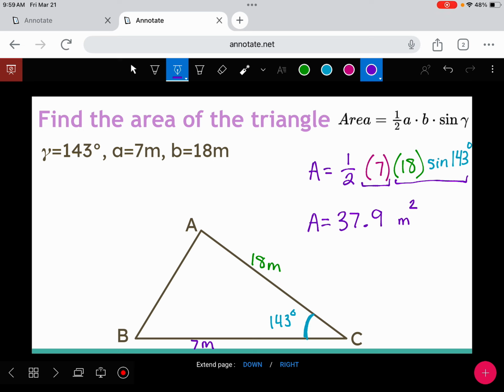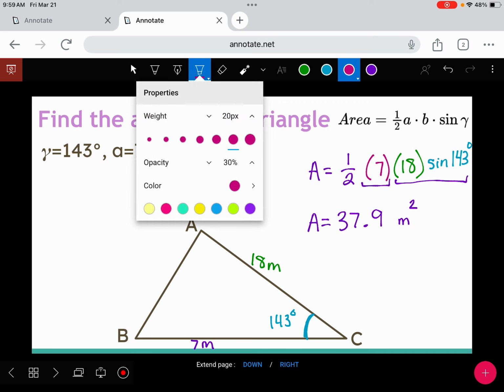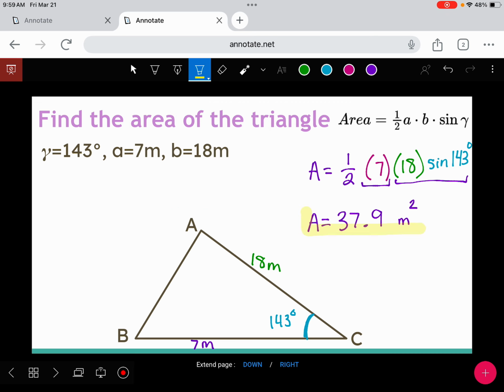That's the end of that. Okay. This is our answer.